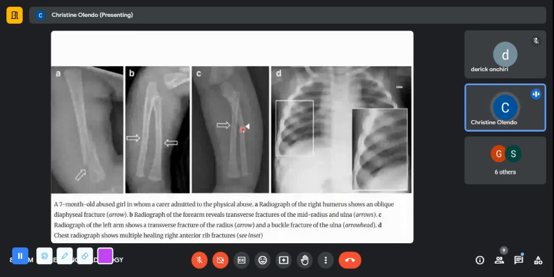So again, this is a 2-month-old who presented with convulsion. The skeletal survey shows now the distal.